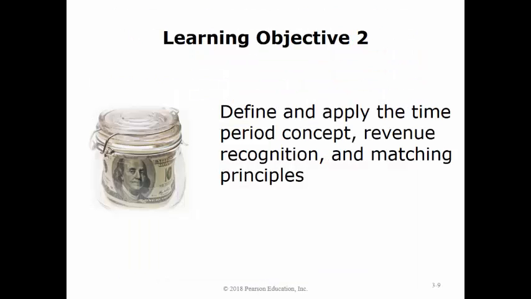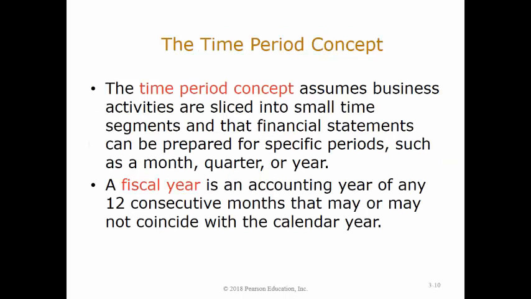In the second section, we will define and apply the time period concept, revenue recognition, and matching principles. The time period concept simply states that a business's activities can be sliced into small time segments, such as months, quarters, or years. Typically, a company's fiscal year spans a period of 12 months. A calendar year is a fiscal year that begins on January 1 and ends on December 31.